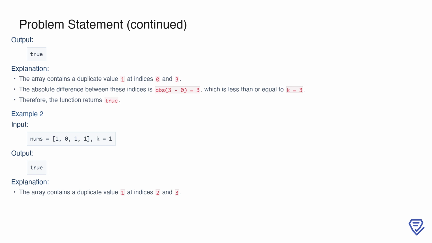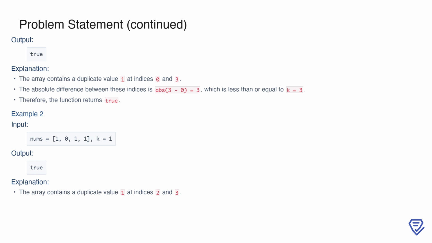The reason is that the value 1 appears twice in the array, specifically at indices 0 and 3. The absolute difference between these indices is abs(3 - 0), which equals 3. Since this difference is less than or equal to k, the function returns true.